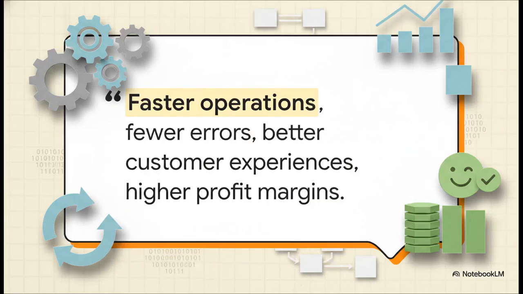Let's look at the ultimate dream here: faster operations, fewer errors, better customer experiences, and of course, higher profit margins, all while keeping your headcount totally static. Automation software is always touted as the magic wand to turn that dream into a reality. But how exactly does it pull that off under the surface?